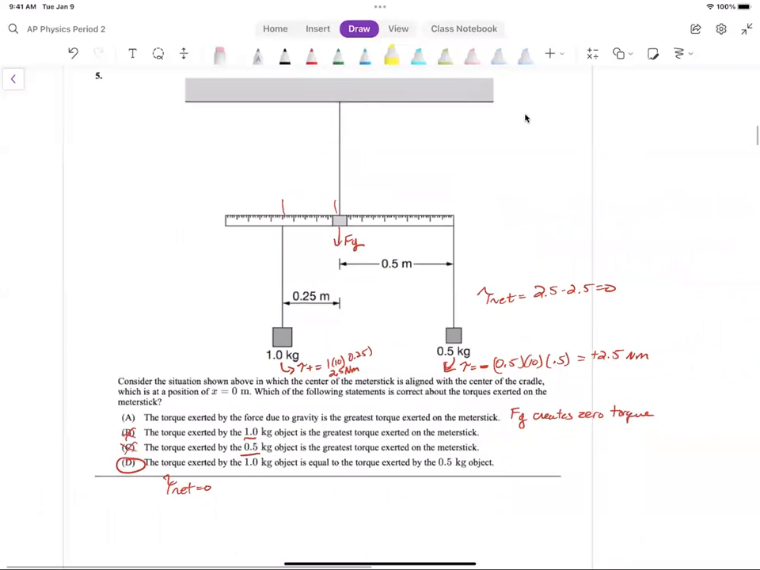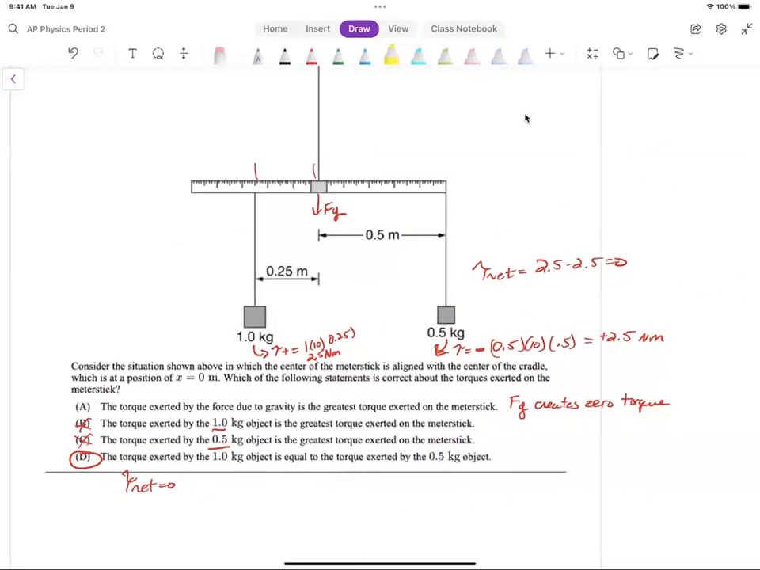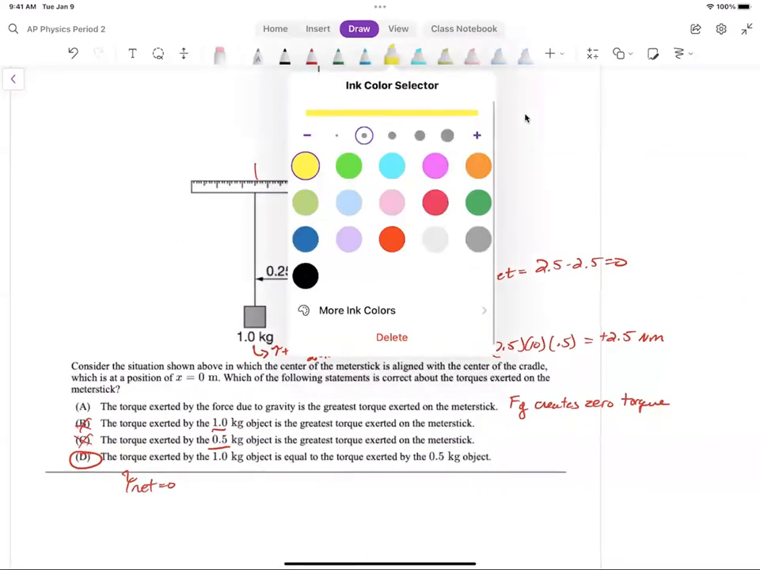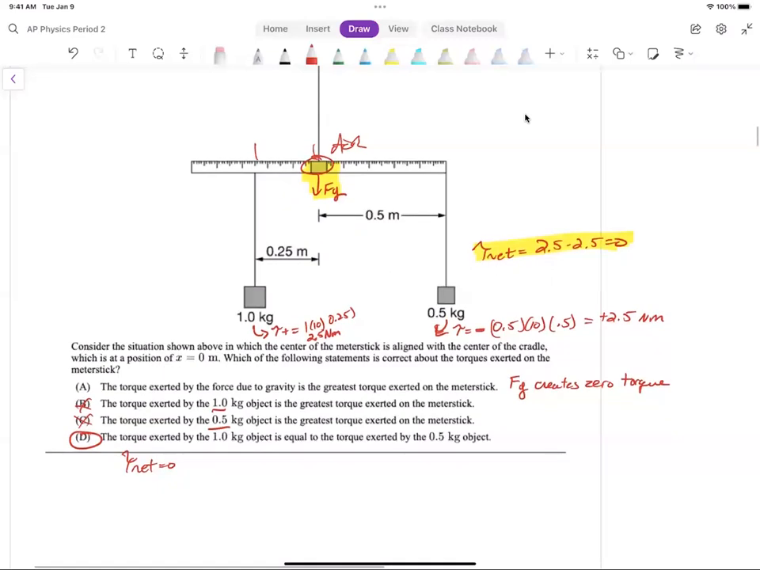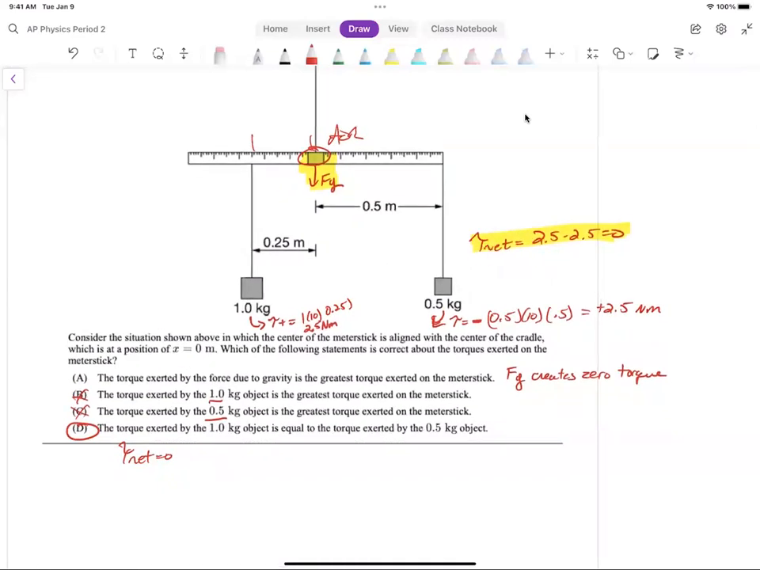Same situation, same picture, but maybe some different values. I calculated all the torques, and then I look and see which one is correct. Notice the net torque I found in this problem to be 0. Net torque exerted by force of gravity creates the greatest torque on the meter stick. Well, where's force of gravity? Right here. This is an axis of rotation. Force of gravity is right through it. So force of gravity creates 0 torque at about that pivot point.